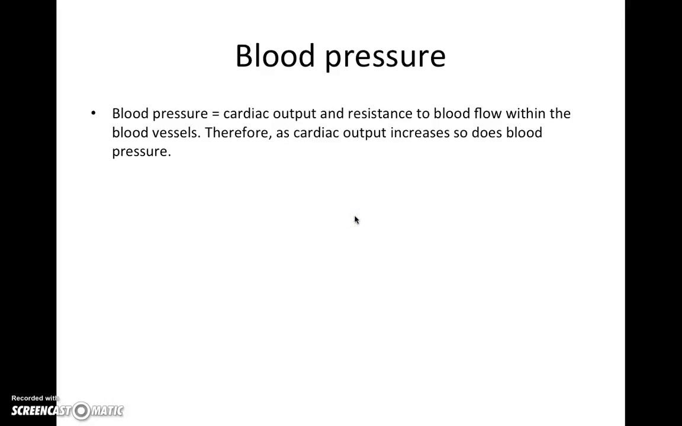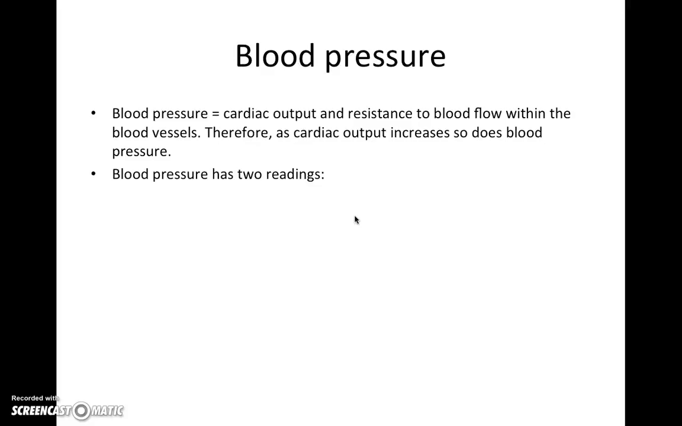So, blood pressure. Blood pressure is also another short-term effect of exercise on the cardiorespiratory system. So, blood pressure equals cardiac output, which we know is heart rate times stroke volume, and we know that this increases due to exercise, and resistance to blood flow within the blood vessels. Therefore, as cardiac output increases, so will blood pressure.